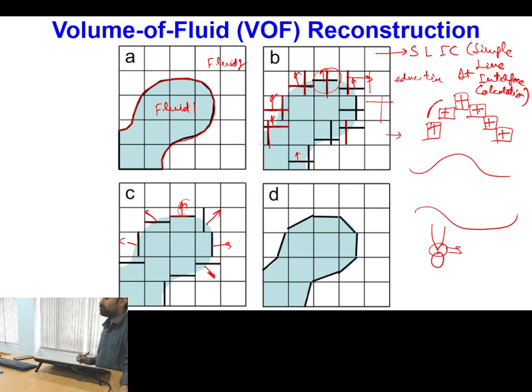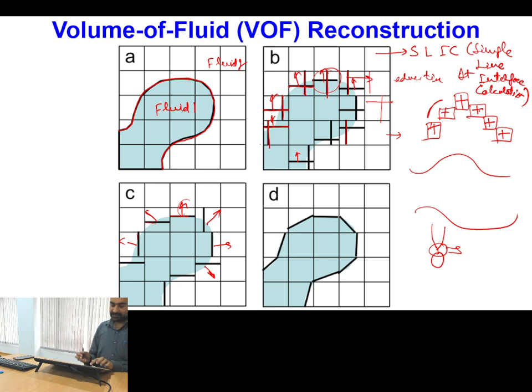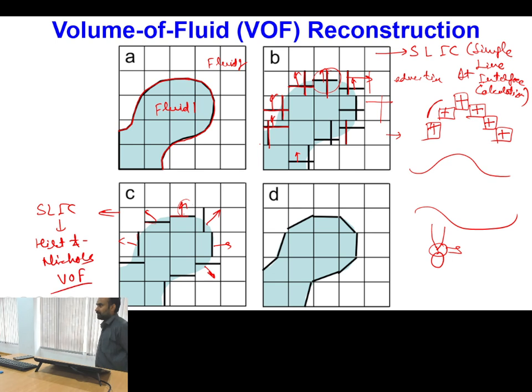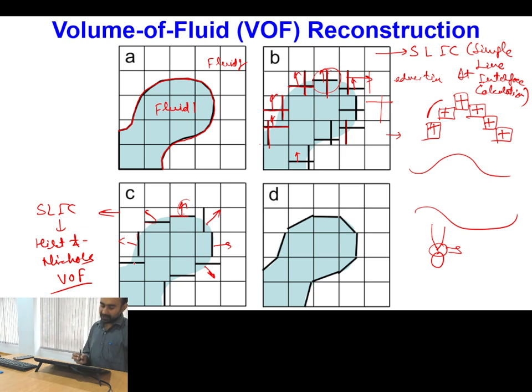The second approach is known as SLIC, simple line interface calculation. This approach is specifically the extension of SLIC, but this method is given by Hart and Nicholas. So typically this is known as the Hart and Nicholas volume of fluid method. Depending upon the normal direction, we will choose whichever is the closest horizontal or vertical representation, and we will use that particular line. After that, we will march the solution in each direction depending upon the interface velocity.